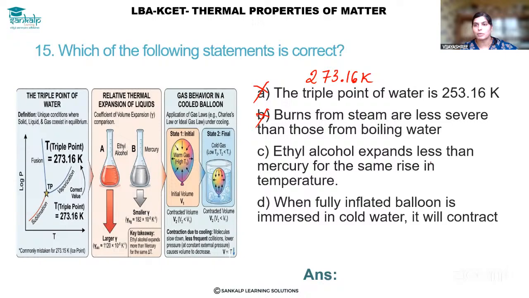Ethyl alcohol expands less than mercury for the same rise in temperature. So ethyl alcohol has a larger coefficient of expansion than mercury. So this is also wrong. It expands more. Ethyl alcohol expands more, but here they have given less. So this is also wrong, because ethyl alcohol has a larger coefficient of expansion than mercury. Then let us look at option D.